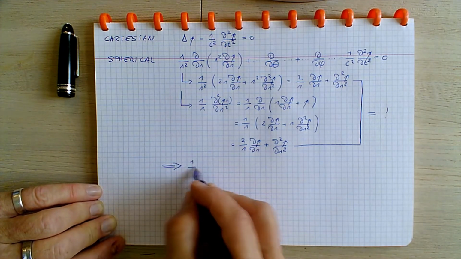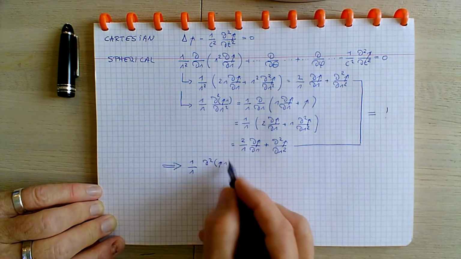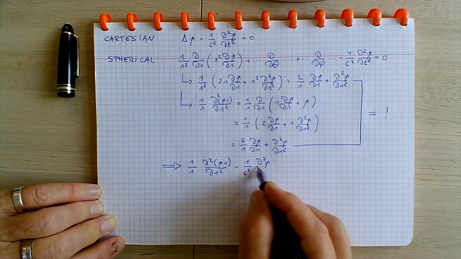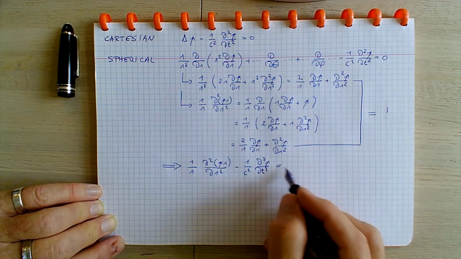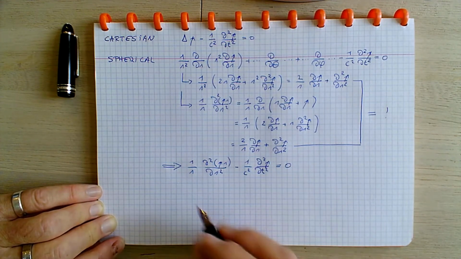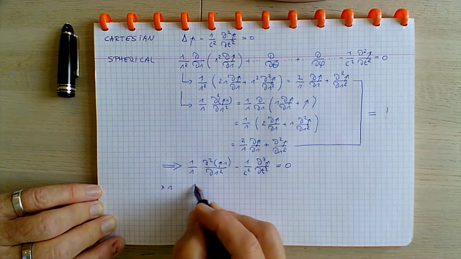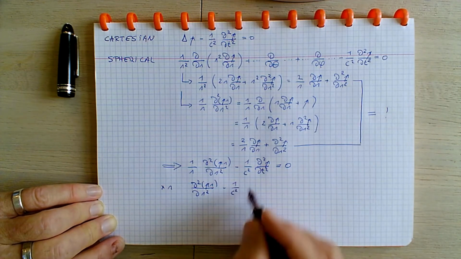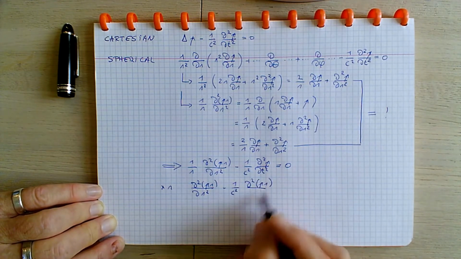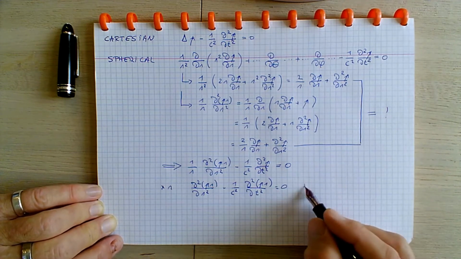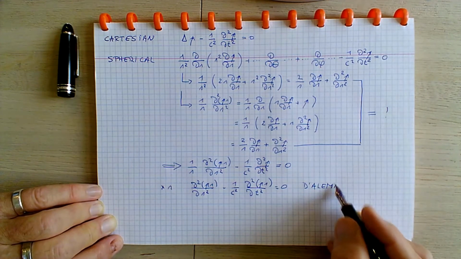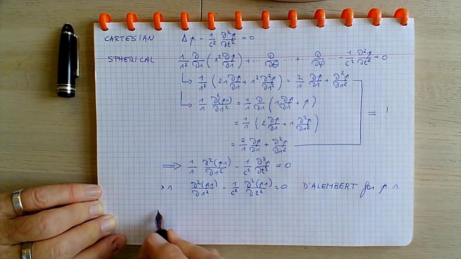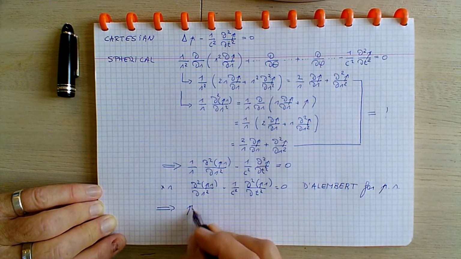So the wave equation in spherical coordinates can be written as 1 over r, second derivative of pr with respect to r squared, minus 1 over c squared d2p/dt squared, and this is still equal to 0. And if I now multiply that by r, I get d2(pr) over dr squared, minus 1 over c squared d2(pr) over dt squared, which is equal to 0. And that's nothing but a d'Alembert equation for the unknown pressure times distance. And therefore, the d'Alembert solution applies for pr.